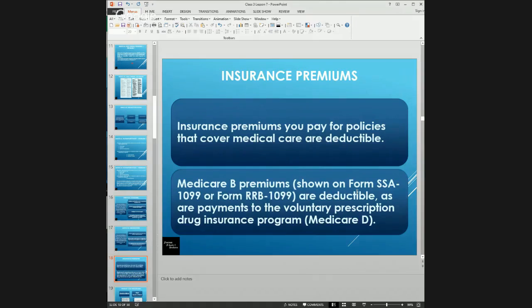Any insurance premiums that you pay for any policies that cover medical care would be deductible. Medicare B premiums that are shown on the form SSA 1099 or on the form RRB for the railroad are deductible, as are payments to the voluntary prescription drug insurance program, Medicare D. So you'll see those on your form SSA 1099.